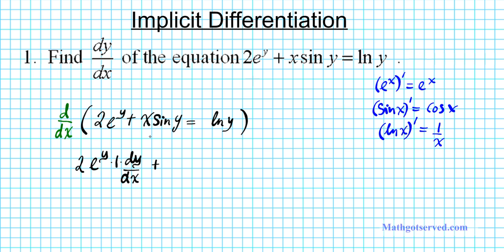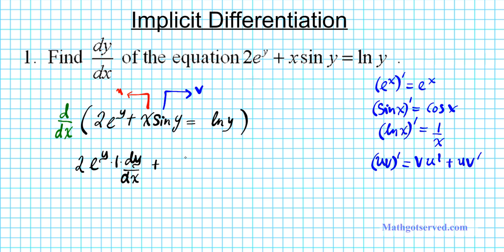Okay, now x and sin y, we have a product of two functions, u and v. So this is u, and this right here is v. Okay, we know what the product rule is. So if you have the derivative of a product of two functions uv, it's going to be vu' plus uv'.